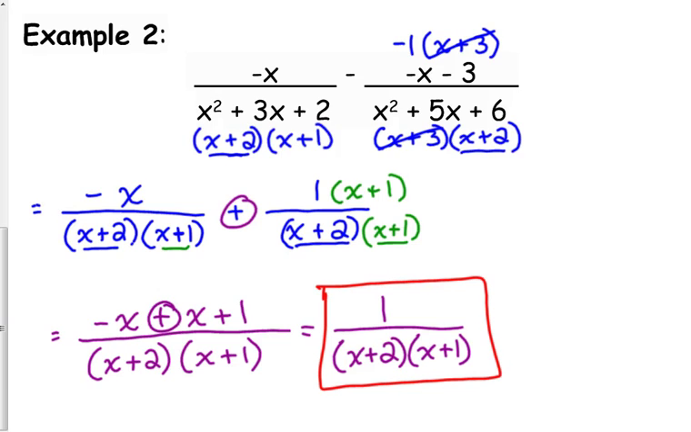Why can we not cancel again? Because that's a plus. Okay? And that is one of the most common mistakes that I see on these: when people combine, they want to start canceling. You got to put all your terms together first and then see if anything cancels.